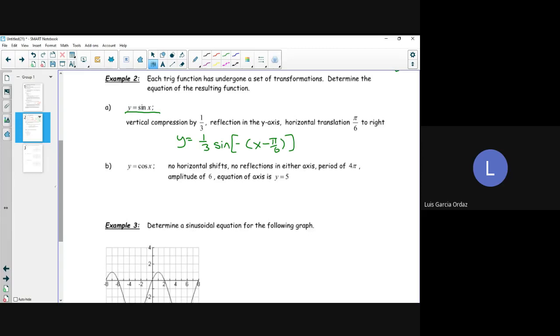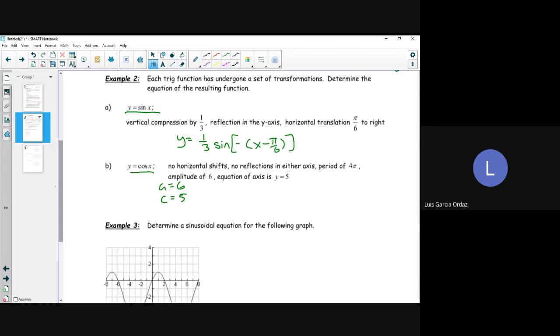Now the next one, we're focusing on cos x. This one looks a bit different. So we have no horizontal shifts, no reflections in either of the axes. Our period is 4 pi. Our amplitude is 6, and then the equation of the axis is y equals 5. Okay? So we have our A, which is 6. We have our C, which is 5. What is the only thing that we have that's missing?